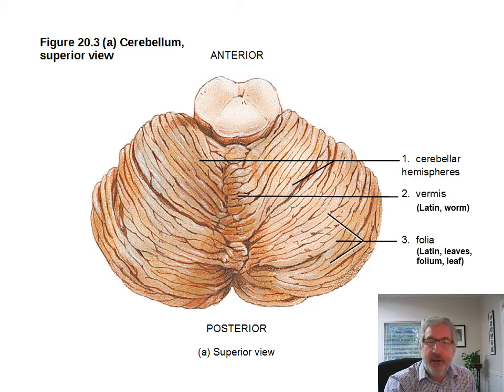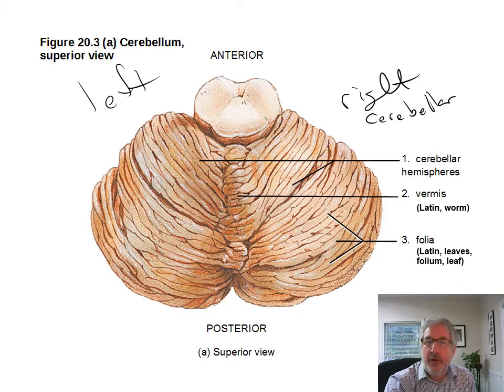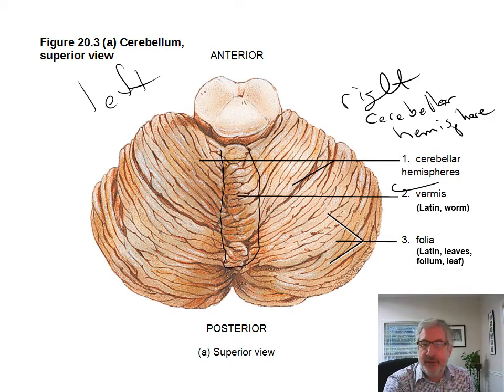So this will be left, this will be right, cerebellar hemisphere, and this would be the left cerebellar hemisphere. That's an A. It's already on the slide, sorry. The vermis is the central part in the middle here because it supposedly looks like a worm. So they used the Latin word for worm.